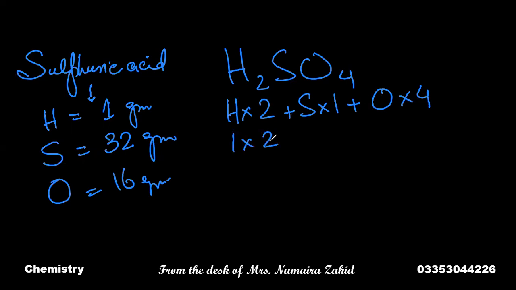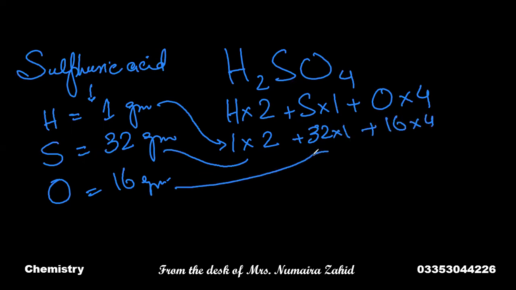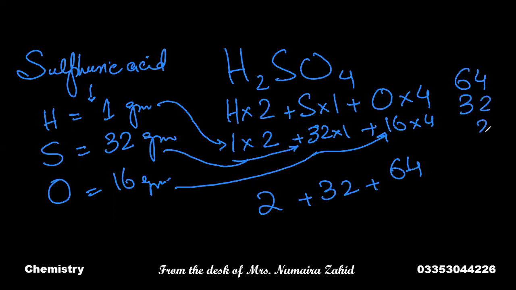So for hydrogen, we are putting its mass 1 into 2. For sulfur, we will keep it 32. And for oxygen, we are taking 16. Okay, so 2 1 times is 2, 32 1 times is 32, plus 16 4 times is 64. Adding all these values together, 64, 32, and 2, we get 98. So what is the molar mass of sulfuric acid? It is 98 grams. Got it?